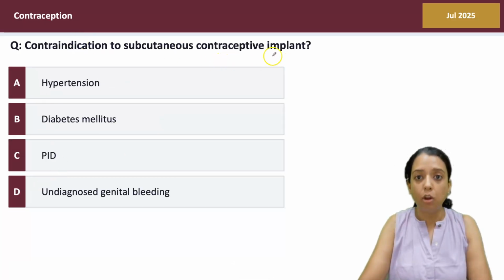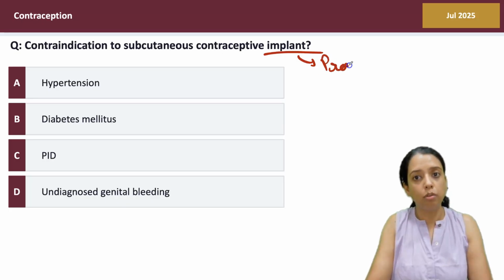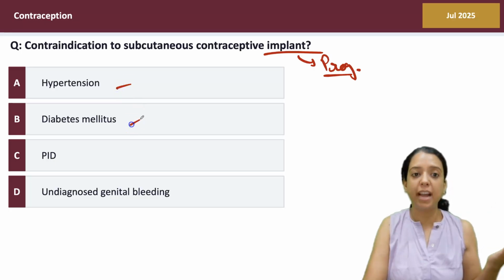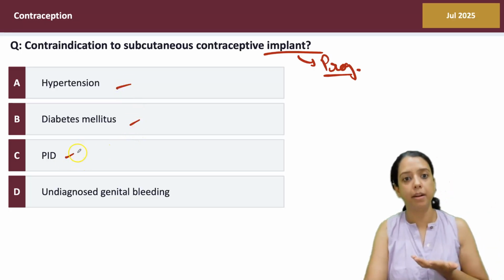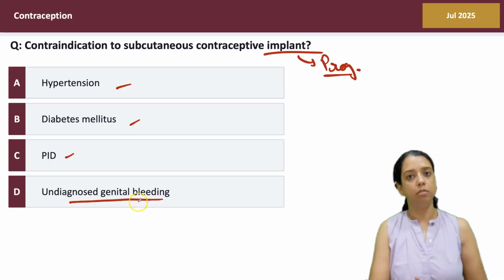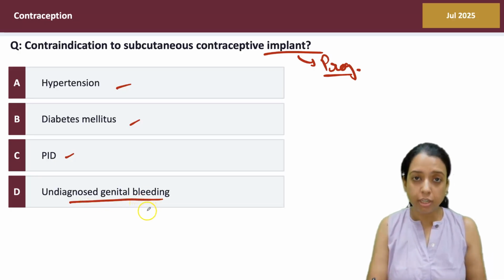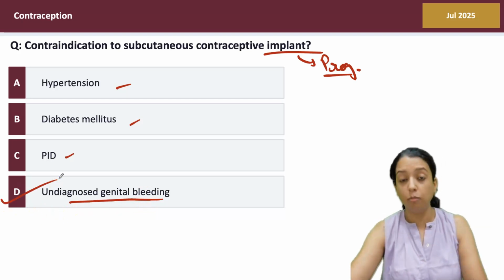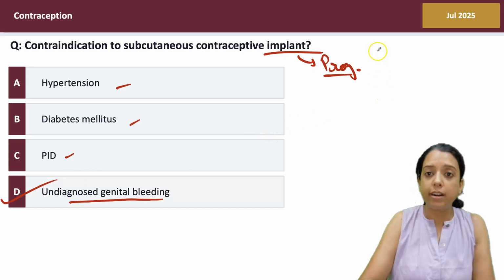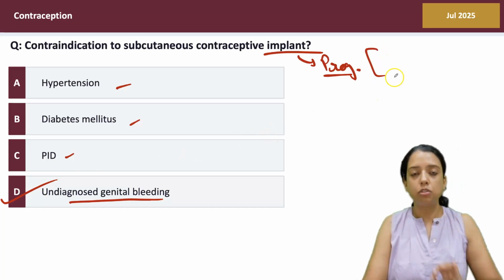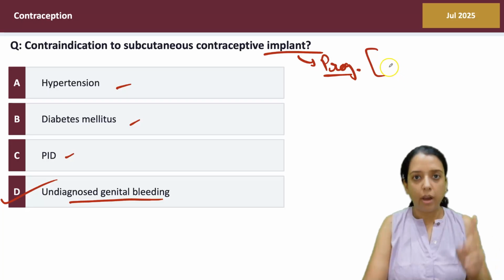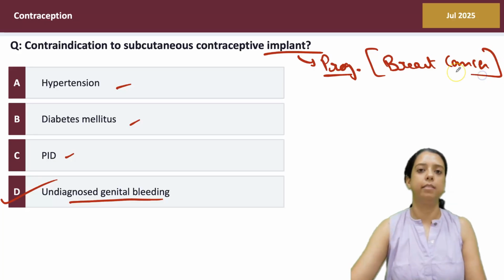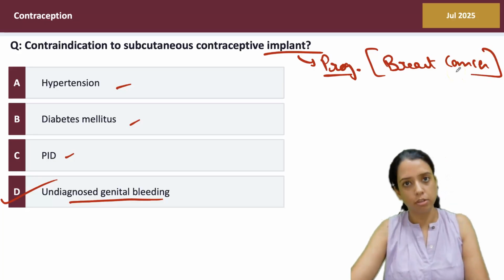Contraindication to the subcutaneous implant is progesterone. I can give it in hypertension, diabetes, in PID also I can give it. Undiagnosed genital bleeding: until I diagnose the reason for genital bleeding, it might be a cancer, I can't give it. So in undiagnosed genital bleeding, hormones cannot be given. Another contraindication for progesterone. Progesterone as such is very safe, but one place where you cannot give any form of progesterone is breast cancer. You cannot give any form of progesterone.